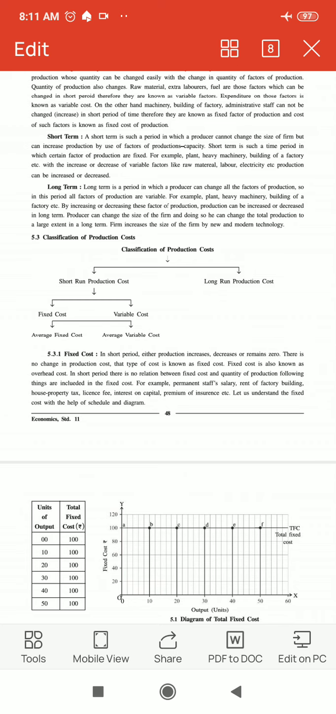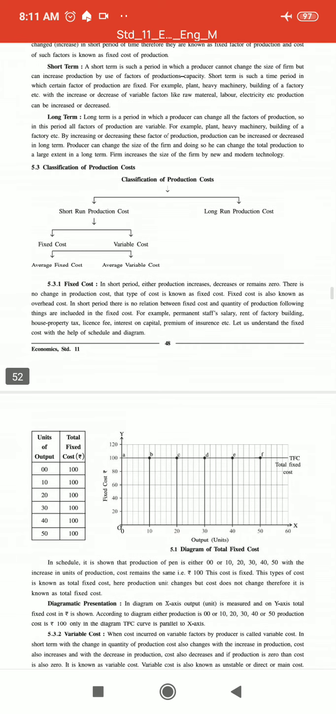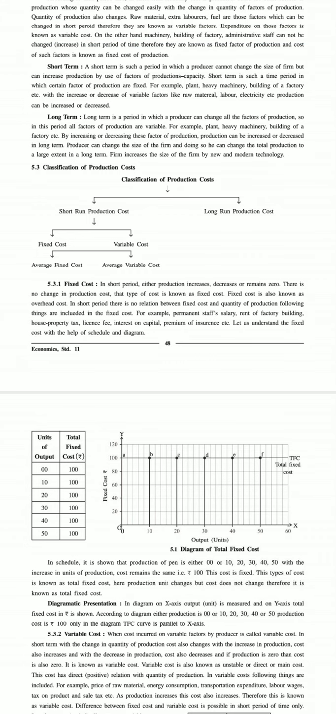Now the fixed cost, if you can see, is further bifurcated into average fixed cost, and from variable cost we can get the average variable cost also. Now let us look into what is meant by fixed cost. Now in the short period where either the production will increase, decrease or remain zero, there is no change in this type of cost, and such cost is called as fixed cost.